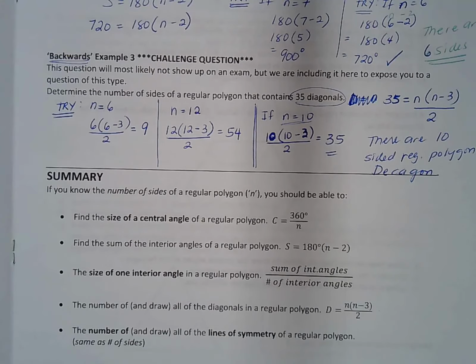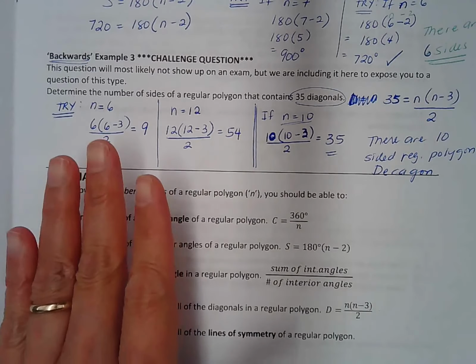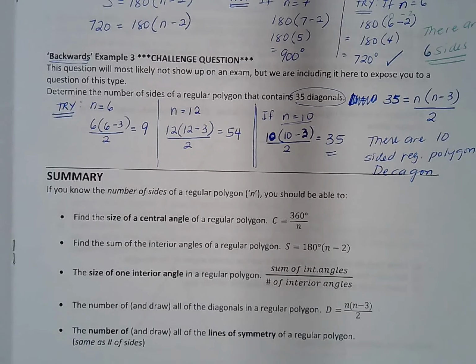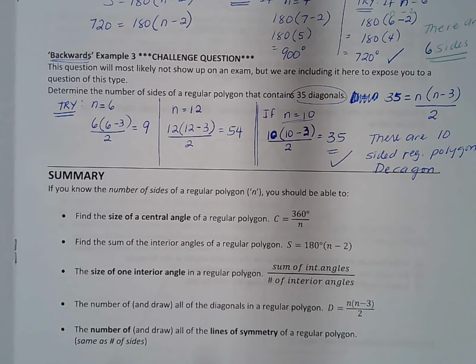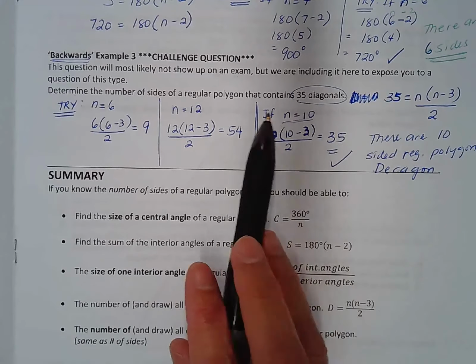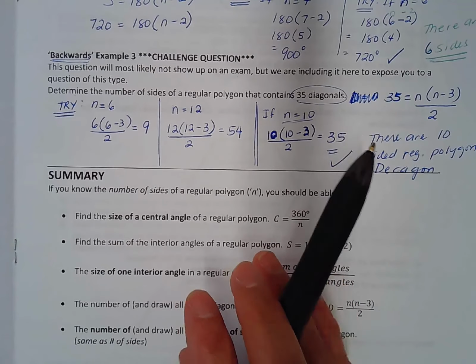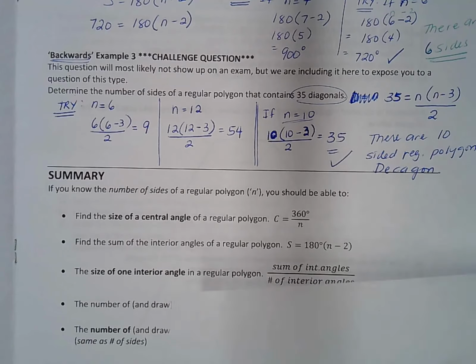Now, this is trial and error. So this is a good one. That's still a strategy, so don't think that it isn't. It is. How can we do this algebraically and with logic at the same time?